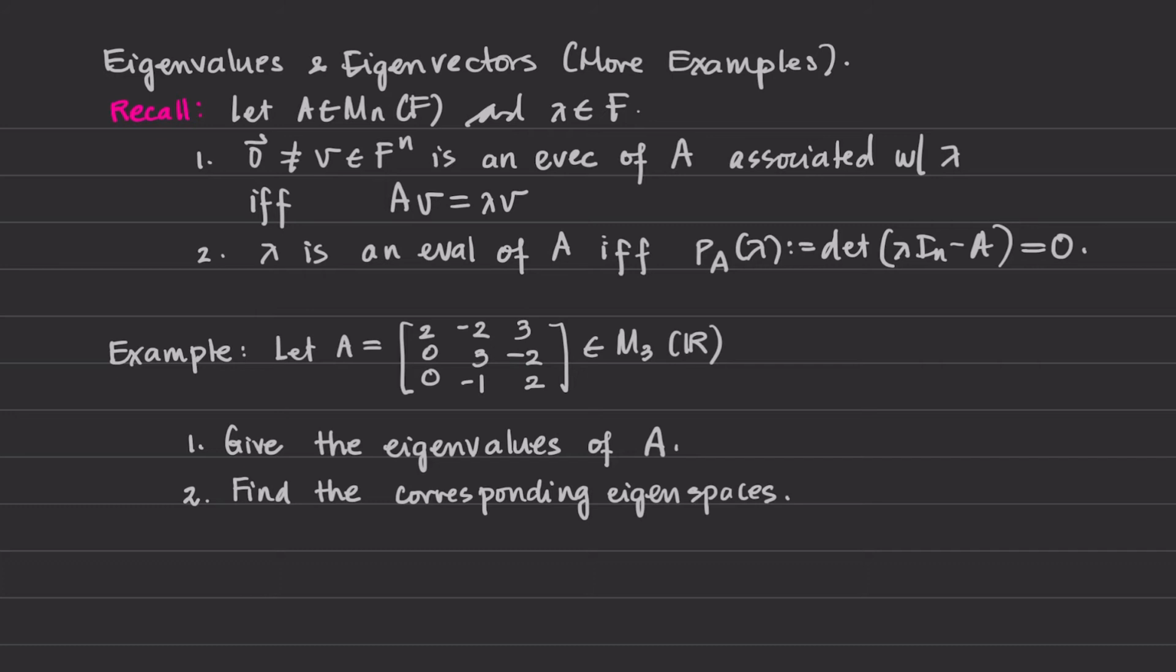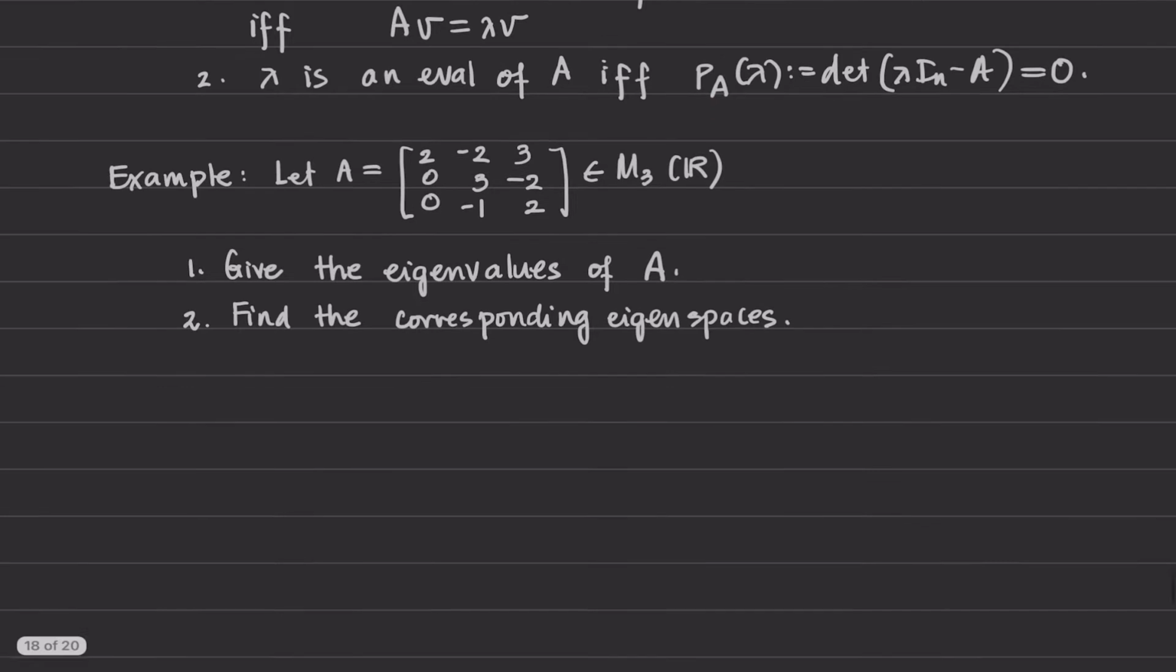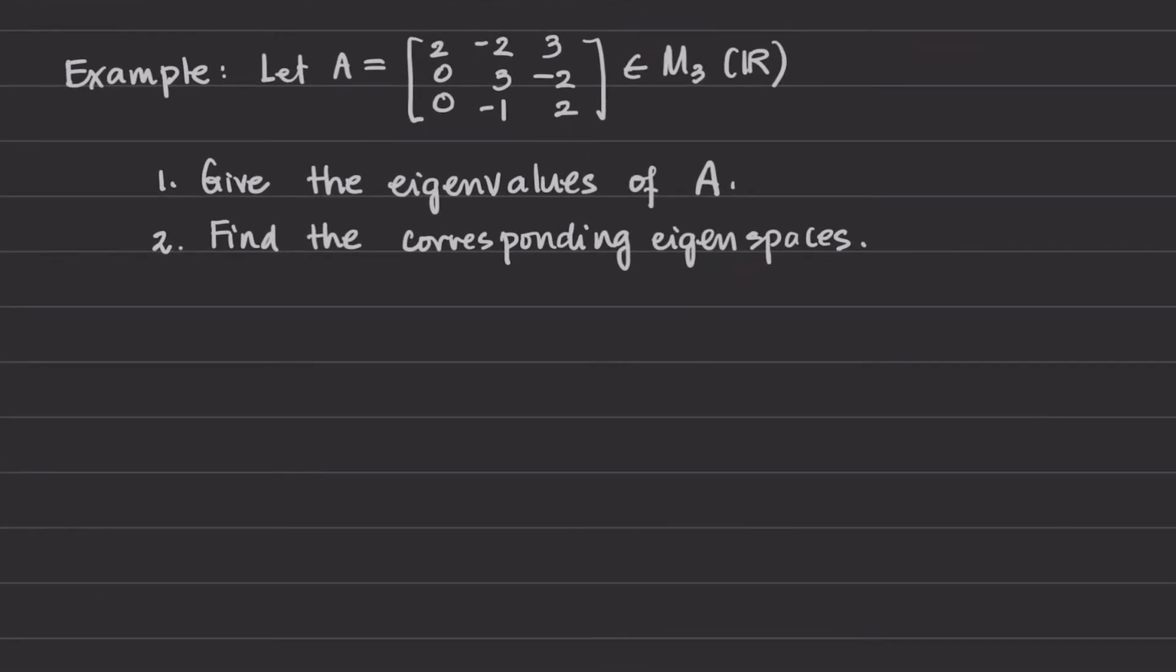Recall natin, if we have an n by n matrix A and a scalar lambda, we say that a non-zero vector V is an eigenvector of A associated with lambda if and only if AV is equal to lambda V. And lambda is an eigenvalue of A if and only if lambda is a root of the characteristic equation. So mag-solve ulit tayo ng eigenvalues and eigenspaces for this matrix naman.